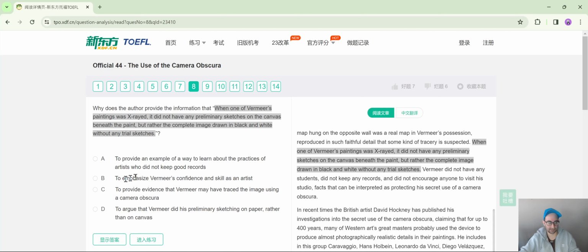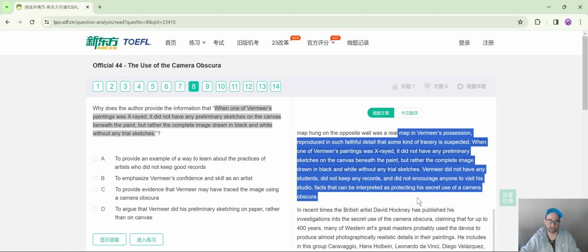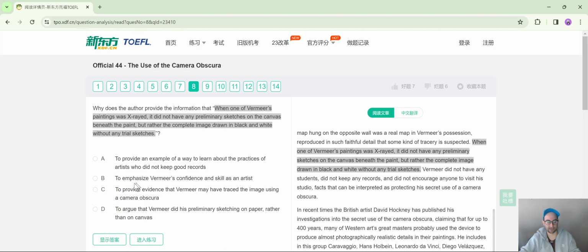Doesn't make any sense. To emphasize, to stress Vermeer's confidence. This keyword tells me it's wrong. And skill as an artist. None of this is about confidence. They don't really discuss that here. So there has to be a word that gives it away, guys. Always think of keywords in the answers, correct ones or wrong ones. To provide evidence, proof that Vermeer may have traced, it's possible, the image using a camera obscura. That matches the topic too, yeah.